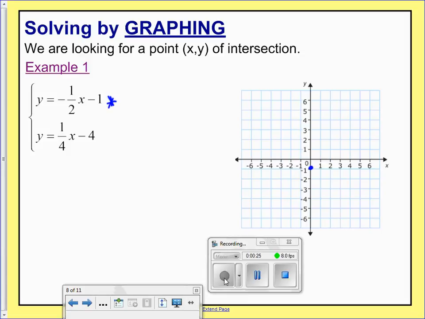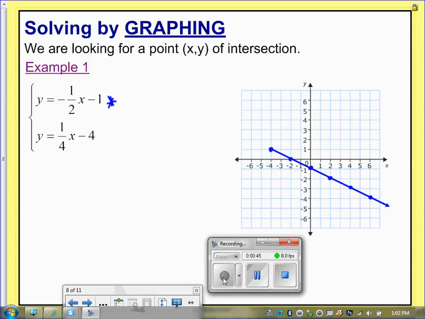So from this point, I'm going to go down 1, right 2, down 1, right 2, down 1, right 2, and I'm going to continue the pattern in the opposite direction. Up 1, left 2, up 1, left 2, and from there, I'm going to draw a straight line through those points.